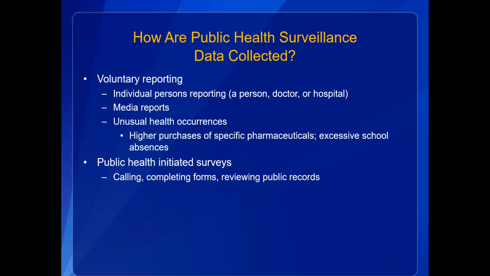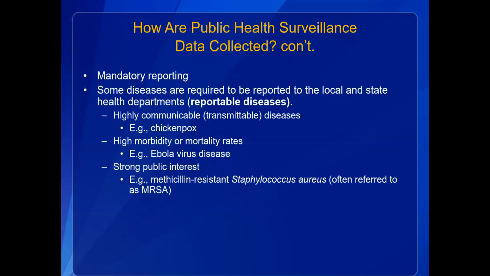You can also have this information collected through public health initiated surveys. Let's say you've got an issue of concern which you want to really understand. You can conduct a survey, either a telephone survey, or you can send forms by mail which people reply and send back, or you can check public records. But these days there's a lot happening where people are using the internet, with web-based surveys conducted as a way of trying to assess the surveillance. So these are the two main ways in which public health data is collected: either voluntary or by public health initiated surveys. Then you can also have what we call mandatory reporting, and this is very common.